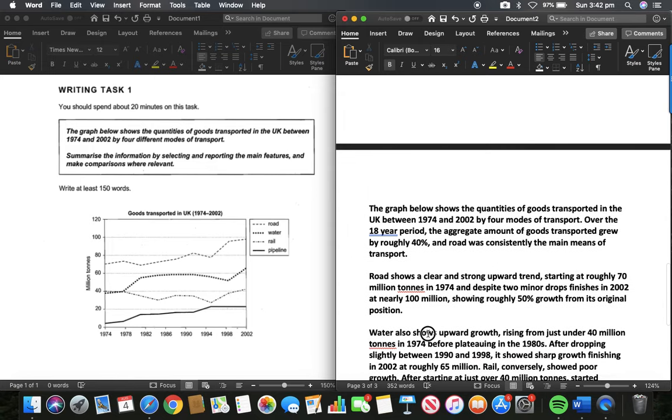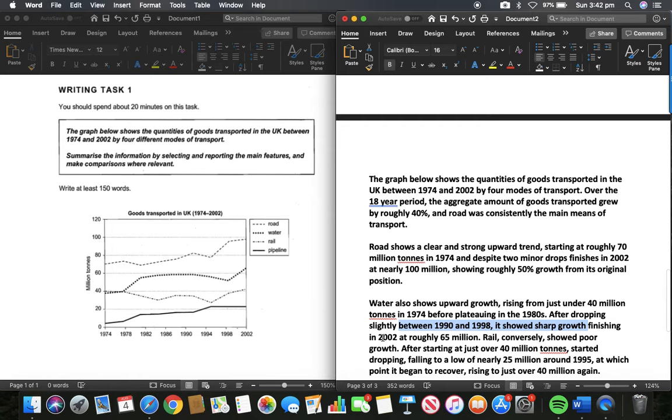Water also shows upward growth. Good. Rising, comma, ing. And again, this is beautiful. I love this because look, same grammar, but different word. So it looks different. It doesn't look repetitive. Rising from just under 40 million tons before plateauing in the 1980s. After dropping slightly, it showed sharp growth, finishing in 2002 at roughly 65 million.